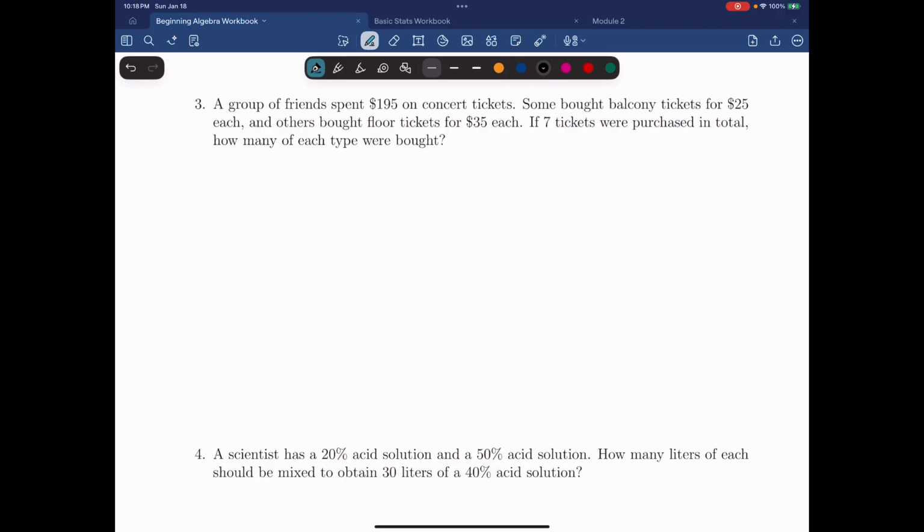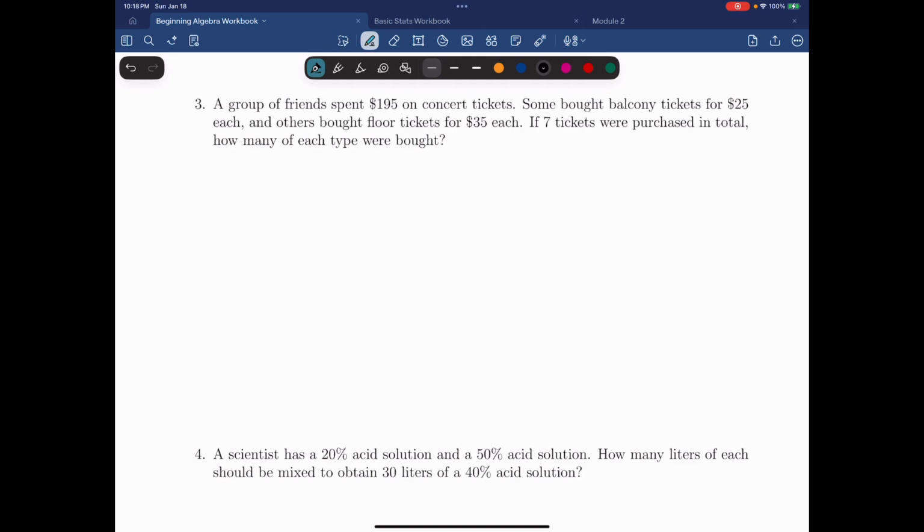Alrighty. So for example number 3, I actually encourage you to pause the video and try example 3 on your own. It's very similar to the previous 2 problems that we've done. And assuming you have given it a shot, let's go through it together.